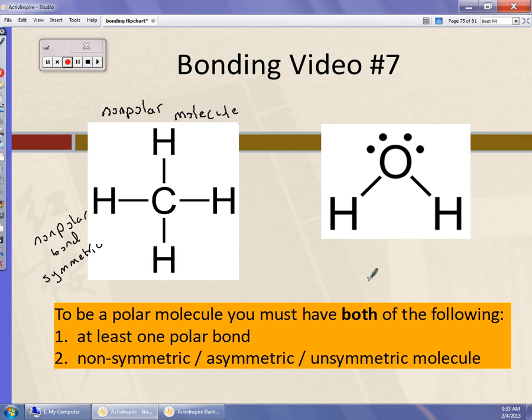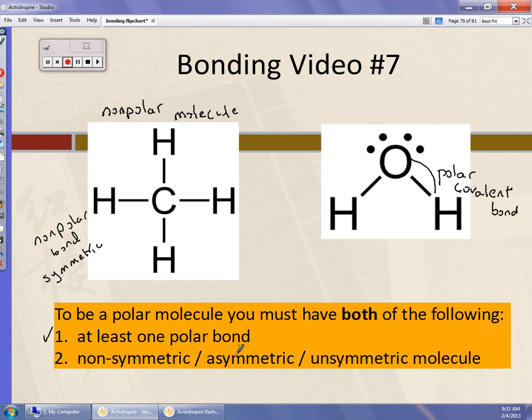Okay, second problem. H2O, water. Between the H and the O, this is a polar bond. We have said in the past that if you have two elements that are both nonmetals and they're not the same, with the exception of CH, then this is a polar covalent bond. So we do have a polar covalent bond. First one is a check.